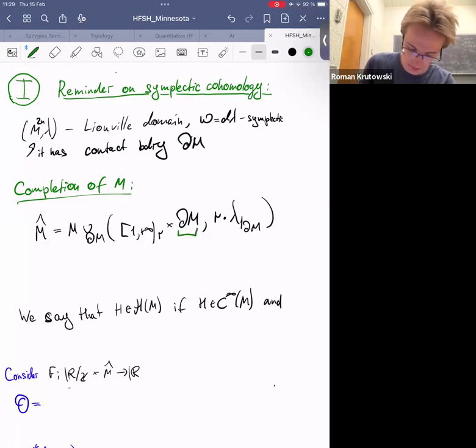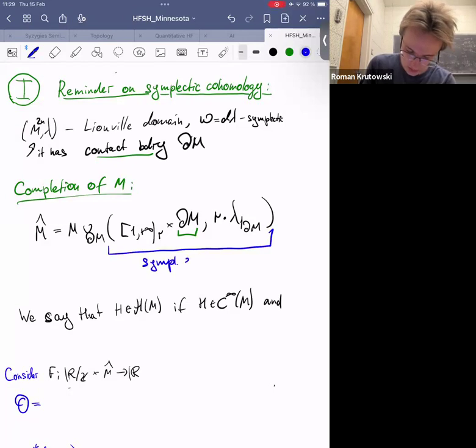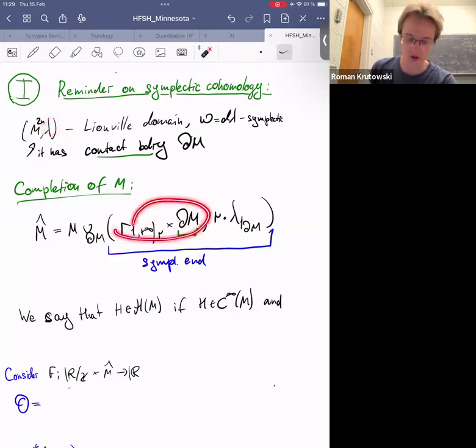Here ∂M is this contact boundary, and we attach this portion, which is usually called the symplectization, and this is simply the product of this contact boundary with ℝ. We extend this one form to the symplectization end by setting it equal to the restriction of lambda to the boundary times r. So at the boundary, when r is equal to 1, it indeed coincides with lambda restricted to ∂M, and then it scales.